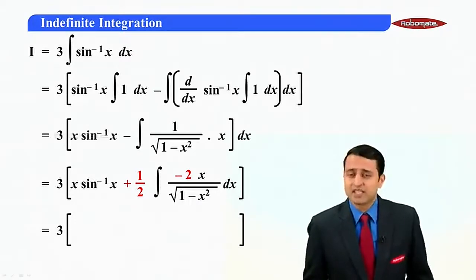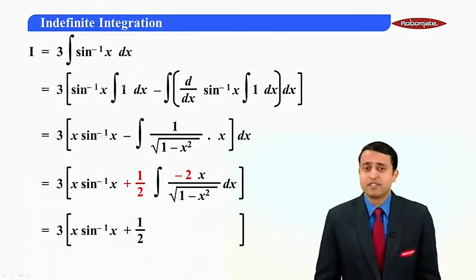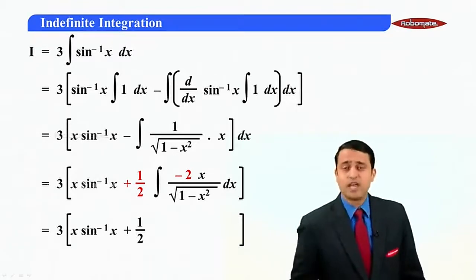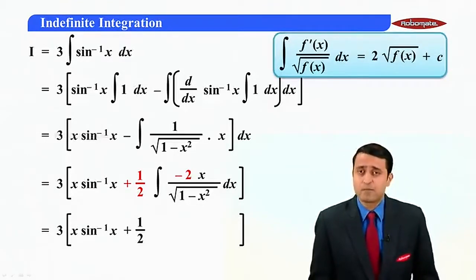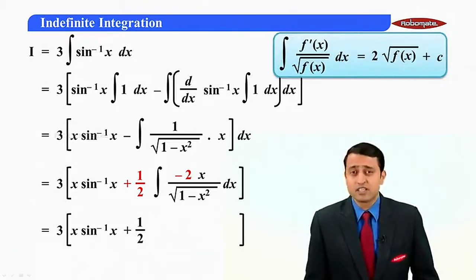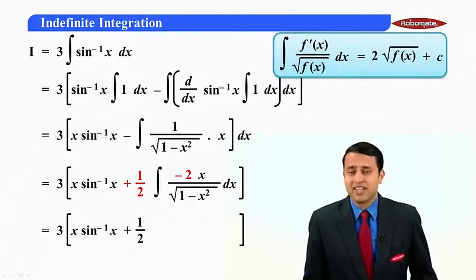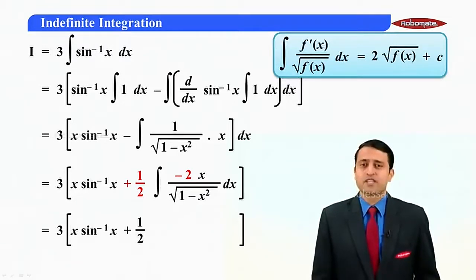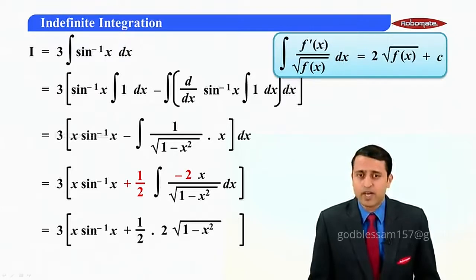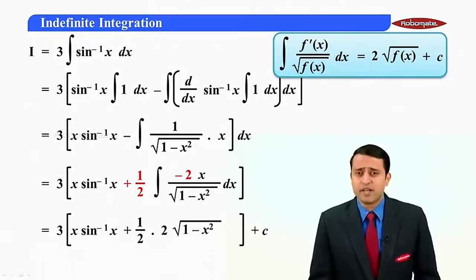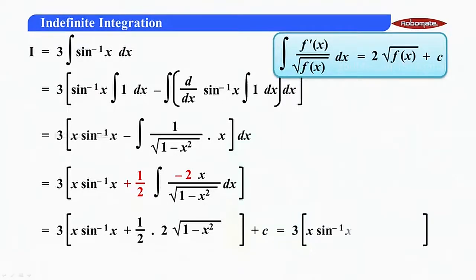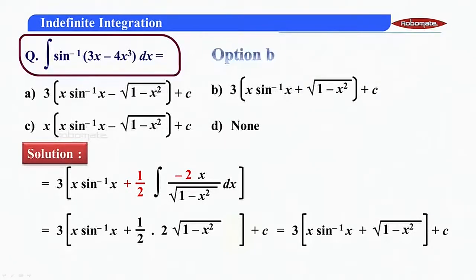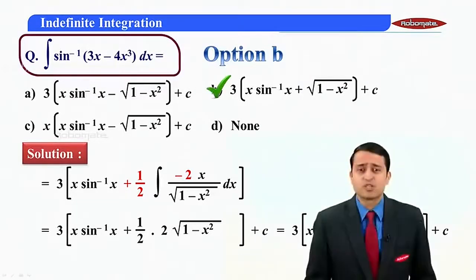So 3 times x into sine inverse x plus half. Now the integral which we have is of the form f dash x upon root f of x, and we have already seen this in integration by substitution, and that particular integral on simplification will give me 2 times root of f of x, that is 2 times root of 1 minus x square. Now what we need to do is just cancel out the terms there, and we get 3x sine inverse x plus root of 1 minus x square, which is nothing but option B. So your correct answer is option B.